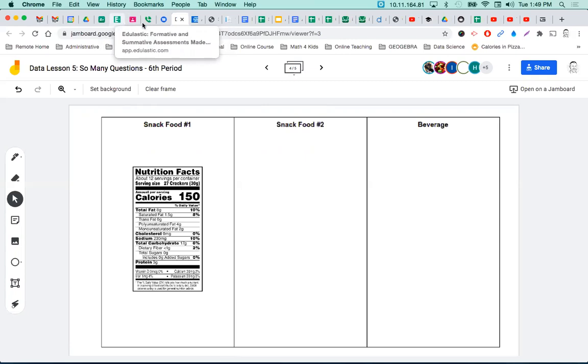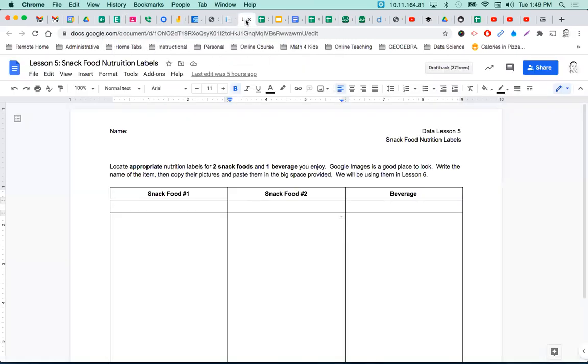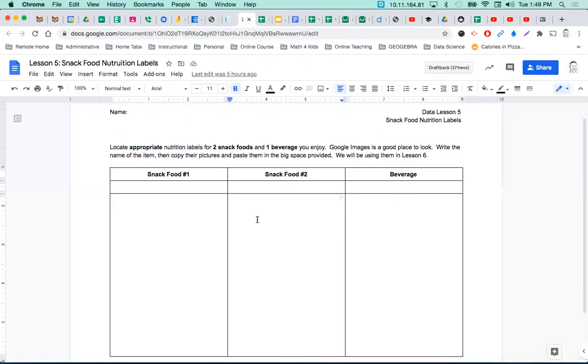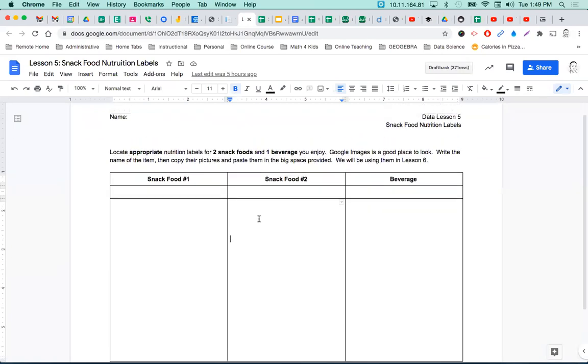Let's see here. So this is going to be the document, and I'll share it with you guys in just a second. It says snack food nutrition labels. Locate appropriate nutrition labels for 2 snack foods and 1 beverage you enjoy. Google Images is a good place to look. Write the name of the item, then copy their pictures and paste them in the big space provided. We will be using these in lesson 6.